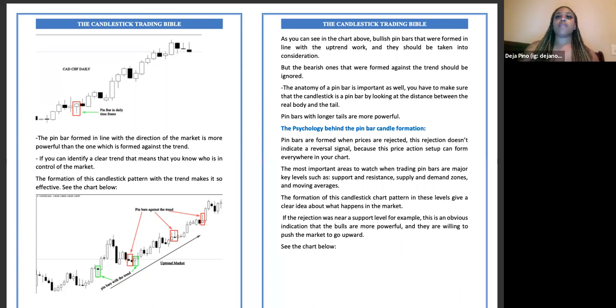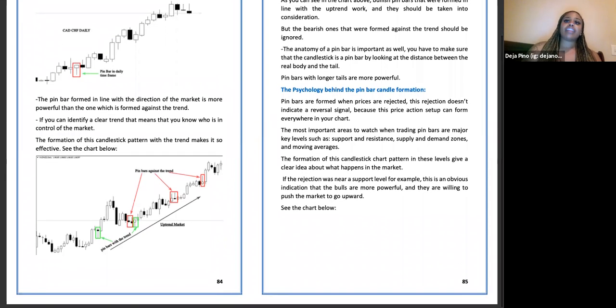It says the anatomy of a pin bar is important as well. You have to make sure that the candlestick is a pin bar by looking at the distance between the real body and the tail. Pin bars with longer tails are more powerful. That's something I would put a little star by, take a note. Pin bars with longer tails are more powerful, which makes sense, because if they're longer, there's more power, more bullish momentum, more bearish momentum. If they're shorter, it's not that much momentum, okay?